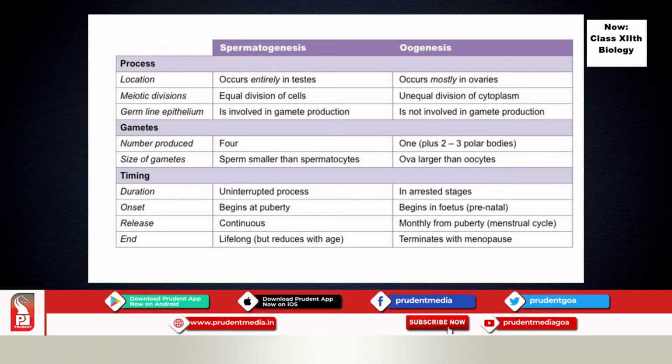Then the size of the gametes: the sperm is smaller than the spermatocyte, whereas the egg, the ovum, is larger than the oocyte. The sperm is motile, whereas the ovum is non-motile.